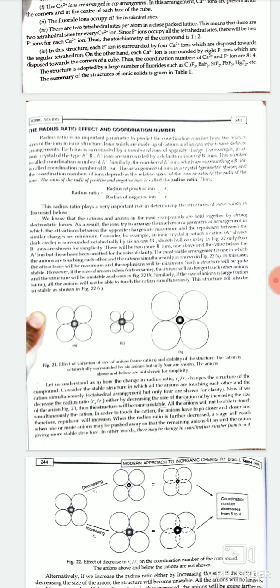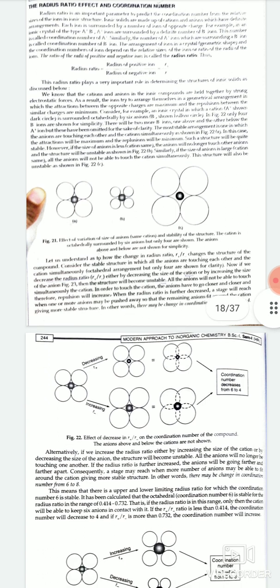Now, if we decrease the radius ratio either by decreasing the size of the cation or by increasing the size of the anion, then the structure will become unstable. All the anions will not be able to touch the cation simultaneously. In order to touch the cation, the anions have to go closer and closer, and therefore repulsion will increase. When the radius ratio is further decreased, a stage will reach when one or more anions may be pushed away so that the remaining anions fit around the cation, giving more stable structure. In other words, there may be change in coordination number from 6 to 4.